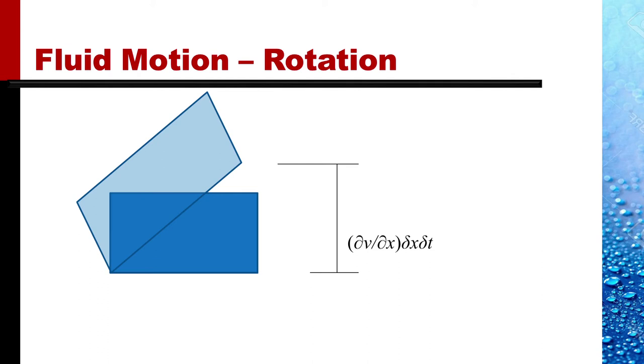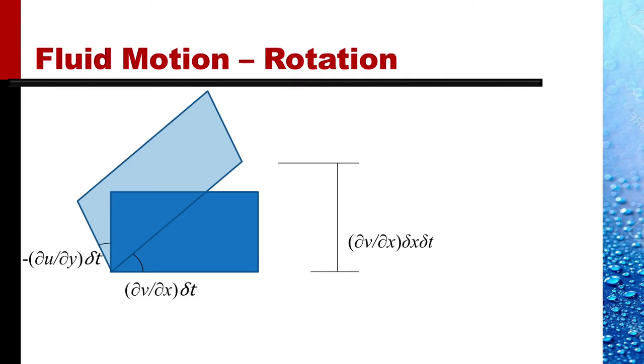The bottom rightmost point has moved up relative to its original position, and that's because of the velocity gradient, because of the difference of v velocity in the x direction. So this height in time delta t would be delta v by delta x into delta x by delta t. And therefore, the angle through which the horizontal line rotates is dv by dx into delta t in time delta t.